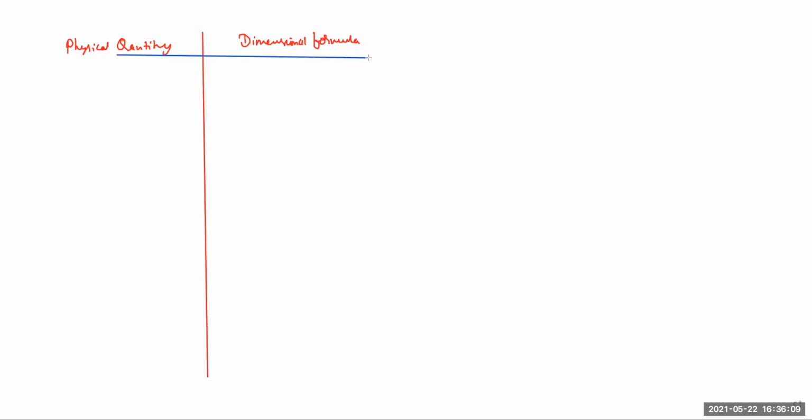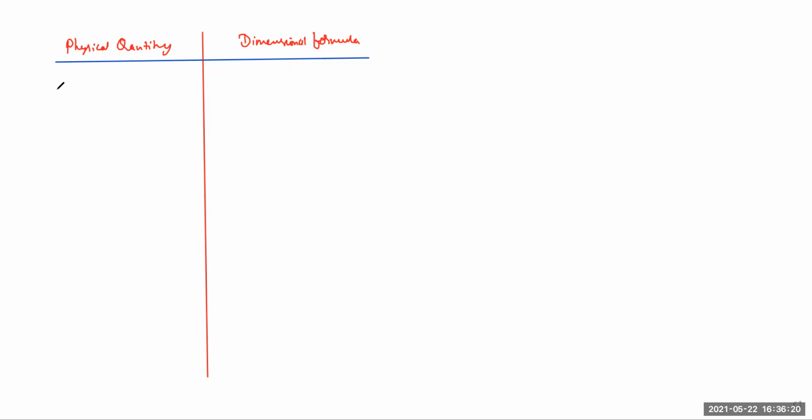Physical quantity and dimensional formula. So we were doing the magnetic field induction, and that is what we did.